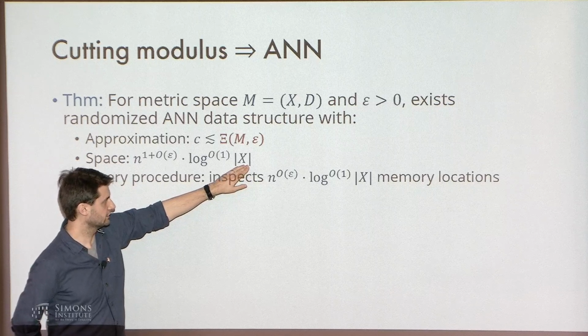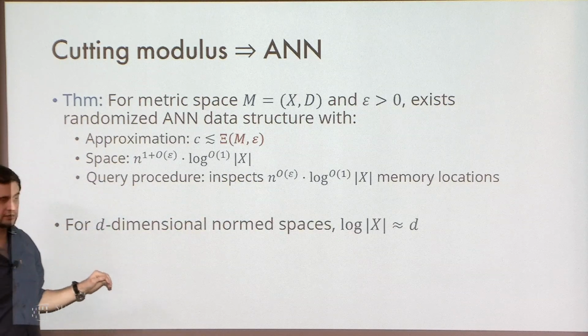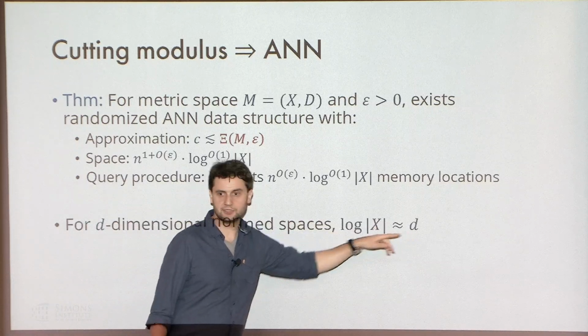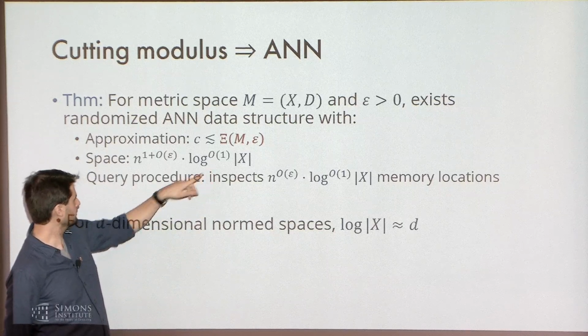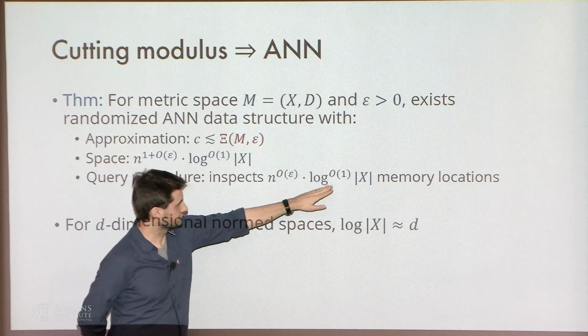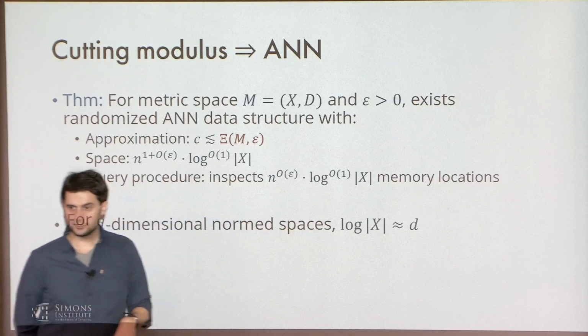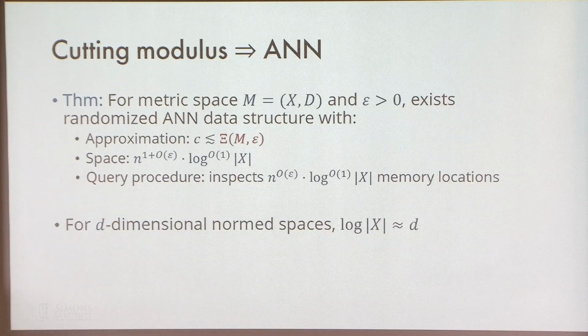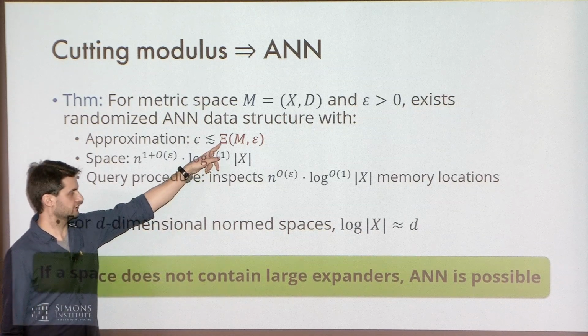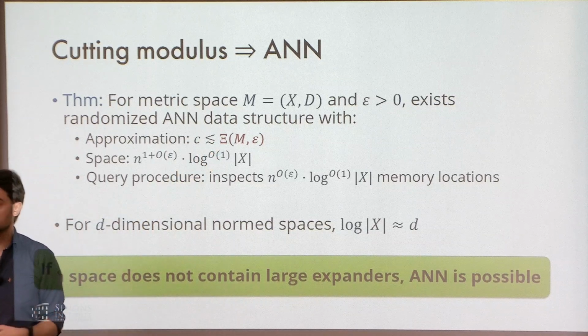And I should mention that for d-dimensional norm spaces, you should replace log of the size with d here, so this will be polynomial in the dimension. And the query procedure inspects n to order epsilon times, again polynomial in the dimension, memory locations of the data structure. Okay, so this is the theorem. And the main message is that if a space does not contain large expanders, meaning that Xi is relatively small, then approximate nearest neighbor search is possible, at least for cell probe algorithms.